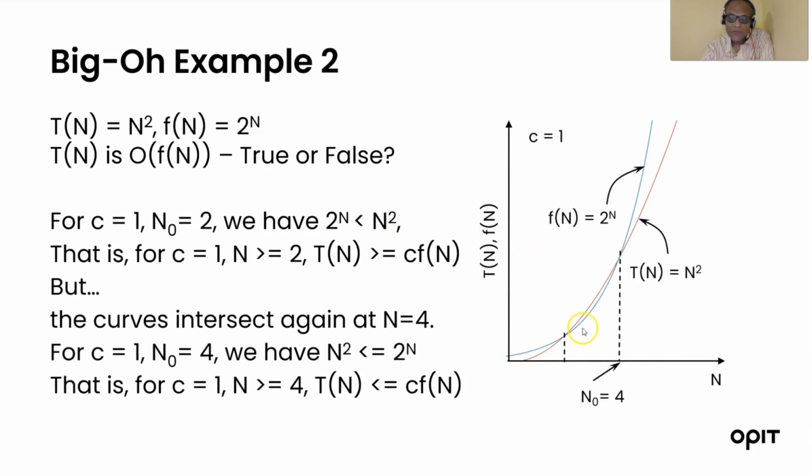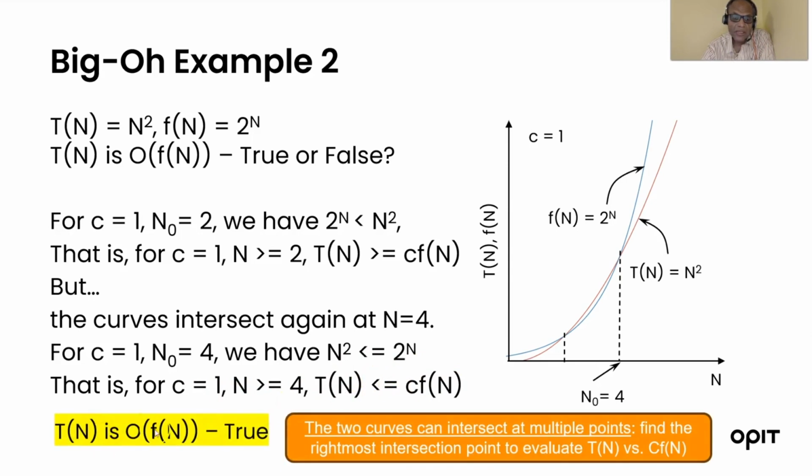If you plot these curves further for larger values of n, you will see that they intersect again, and this time at n equal to 4. And for all values of n to the right side of n0 equal to 4, that is n greater than 4, you will see that T(n), the red curve, is always below the blue curve. Okay. So indeed, we get for c equal to 1 and n greater than or equal to 4, T(n) is less than or equal to c times f(n). In other words, this is the condition for big O to be satisfied. So T(n) is big O of f(n). That statement is actually true.